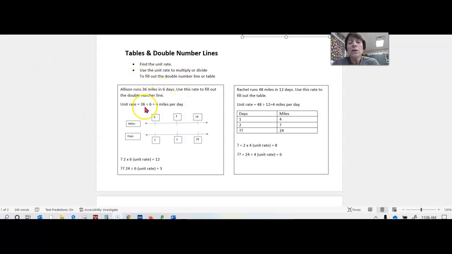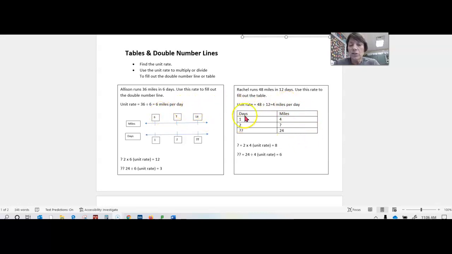Let me take a minute here and just talk about who has the better rate or who runs further. So we see, comparing our unit rate, that Allison runs 6 miles per day. So she runs more on average than Rachel does because Rachel runs 4 miles per day. So again, when you're asked those questions about who has the better rate or who does more or who does less, make sure you're comparing those unit rates to come up with those answers.